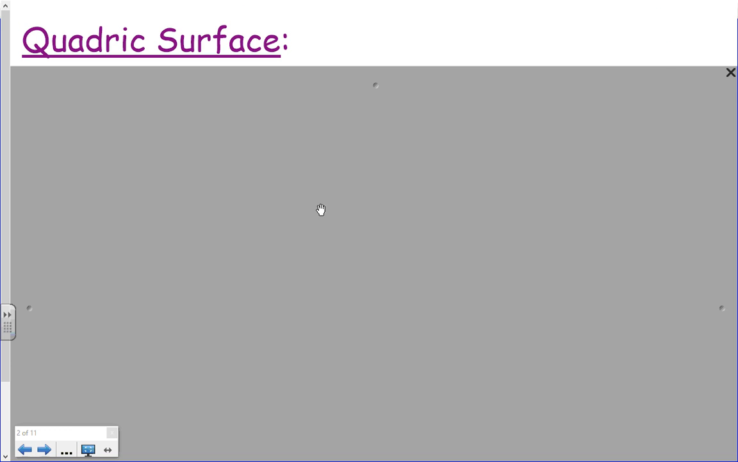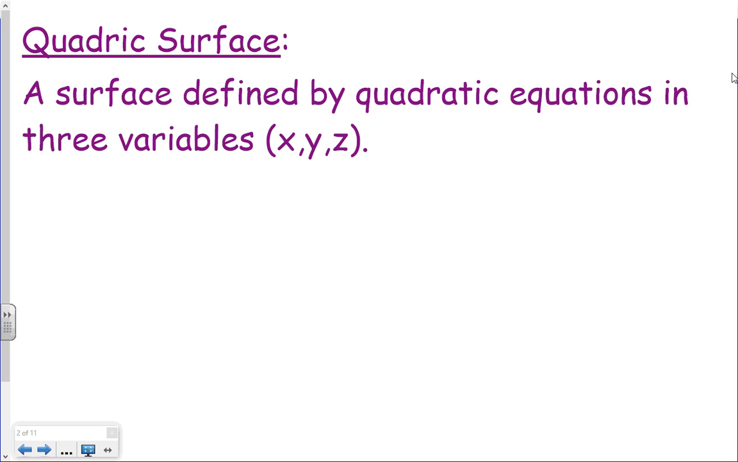All right, so let's start out by defining what exactly a quadric surface is. A quadric surface is a surface that's defined by quadratic equations, which, if you go back to our Cartesian equation of a conic, that ax squared plus bxy plus cy squared, that big long equation with a, b, c, d, e, and f in it, that is a quadratic equation. But it's a surface defined by quadratic equations in three variables, x, y, and z. So the key is that it's three-dimensional here.